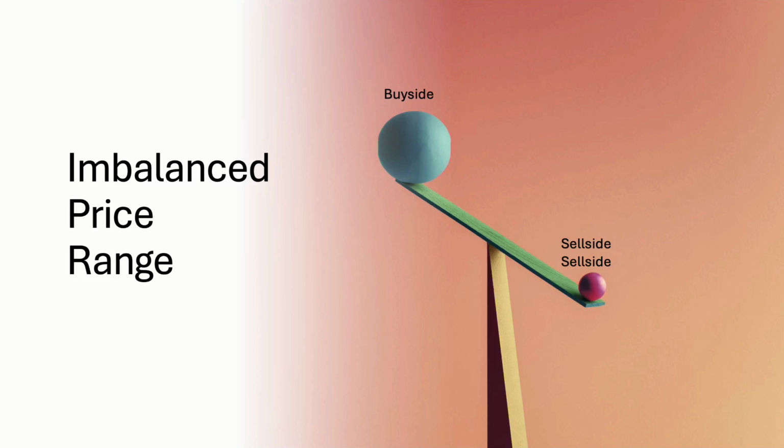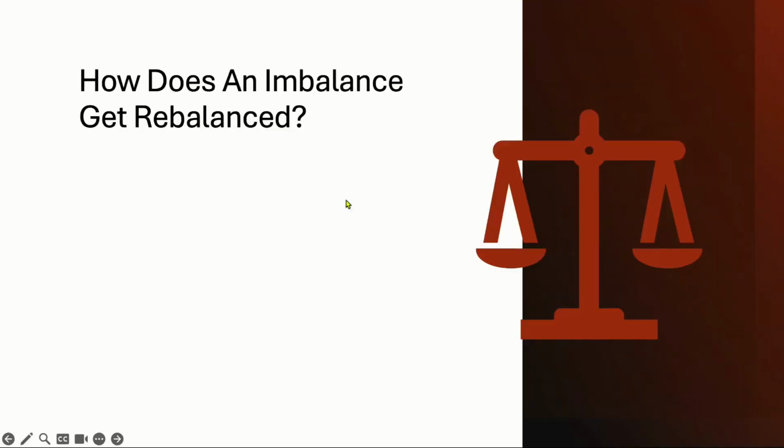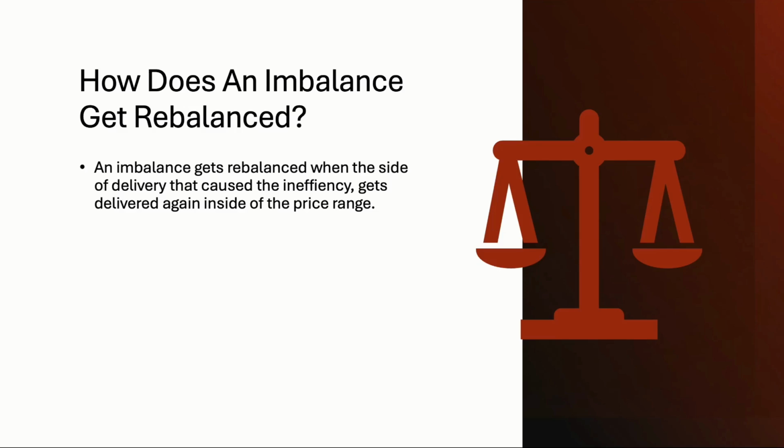I will show you some schematics and it will be easier to understand. What I want you to note is that we're paying attention to the amount of times both sell side and buy side have been delivered inside of that specific price range. That is what counts. Counting the amount of times certain delivery has taken place. How does an imbalance get rebalanced? An imbalance gets rebalanced when the side of delivery that caused the inefficiency to take place gets delivered again inside of the price range.